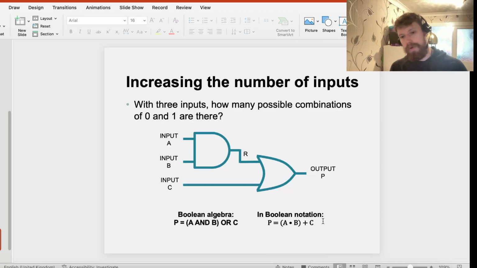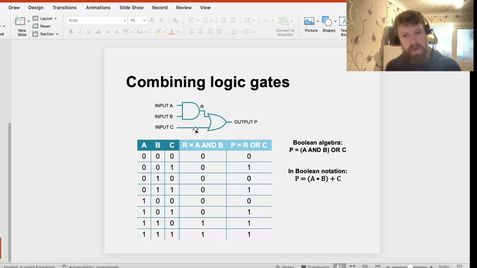And here you can see the Boolean notation where you've got A and B. And then finally the input is going to go into there. So then it's going to be plus C there, because we're going to put the C in there, and then we're going to take the R, the output of A and B, which is R, and put it through that. And on this slide here, I've got an example of that.